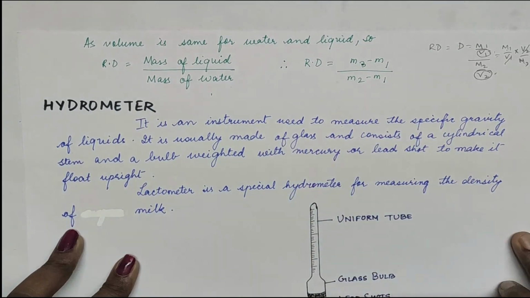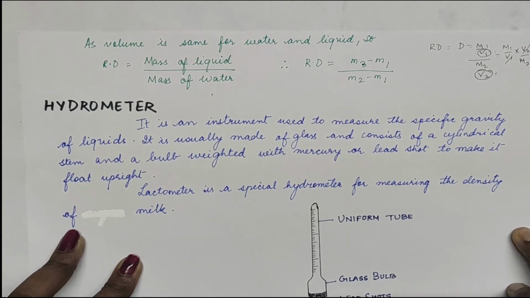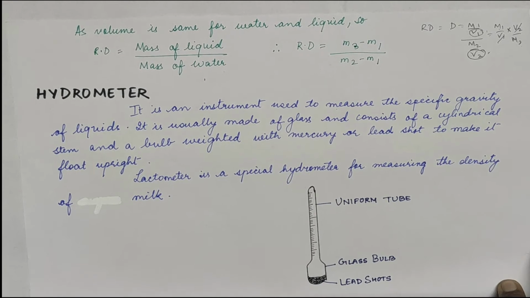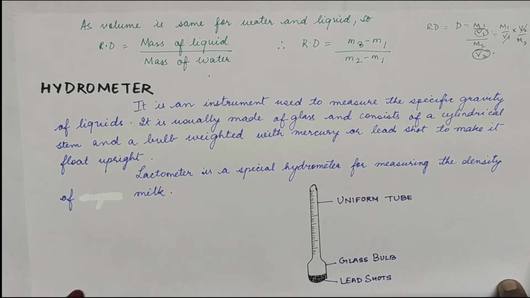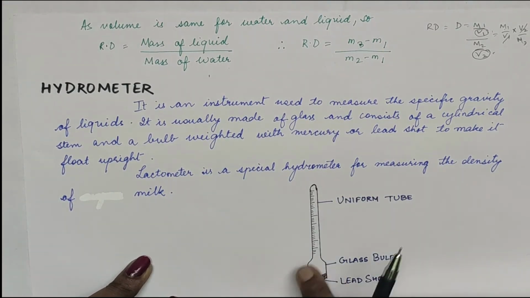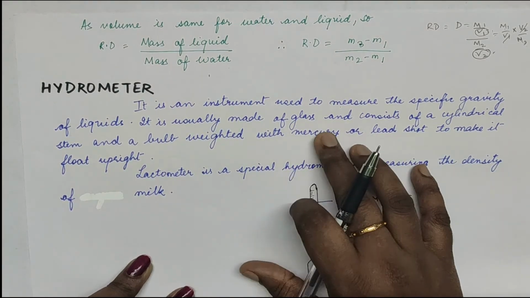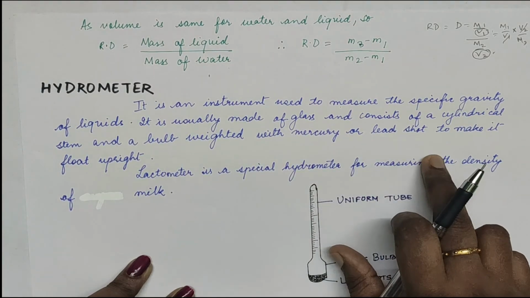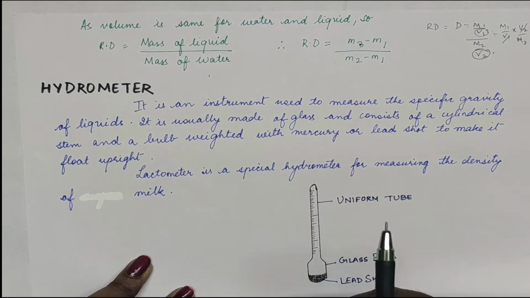There is another kind of instrument through which we can find the relative density, which is called the hydrometer. Here I have made a simplified diagram of a hydrometer where you can see the three parts: the tube with some graduation, a glass bulb, and some lead shots to make it heavy. It is generally made of glass, with a cylindrical stem and a bulb weighted with mercury or lead shot, which helps it float in any liquid that we put.